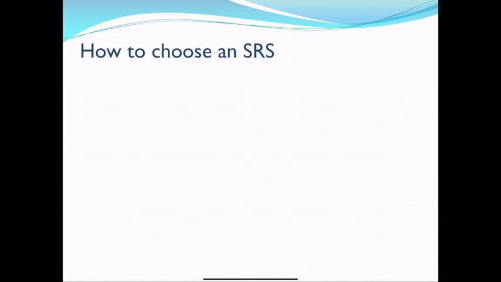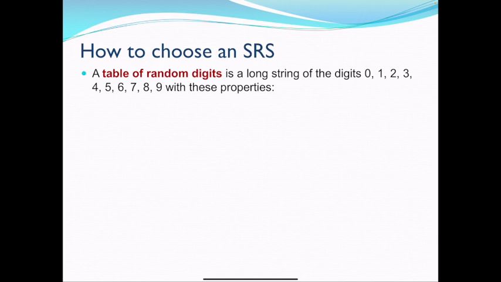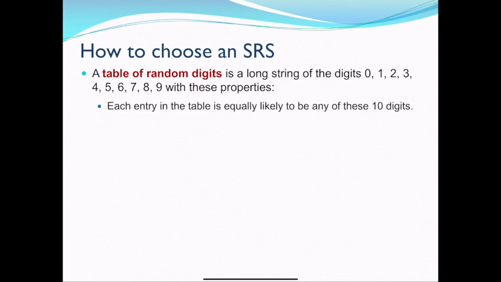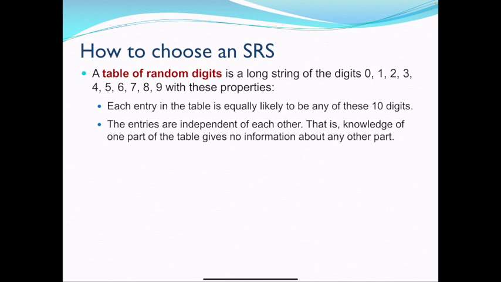So how to choose a simple random sample. A table of random digits is a long string of the digits 0, 1, 2, 3, 4, 5, 6, 7, 8, 9 with these properties. Each entry in the table is equally likely to be any of these 10 digits. The entries are independent of each other. That is, knowledge of one part of the table gives no information about any other part. This is truly random.